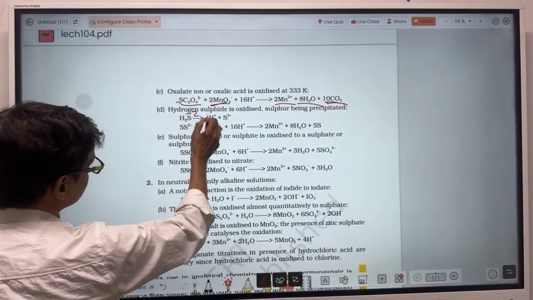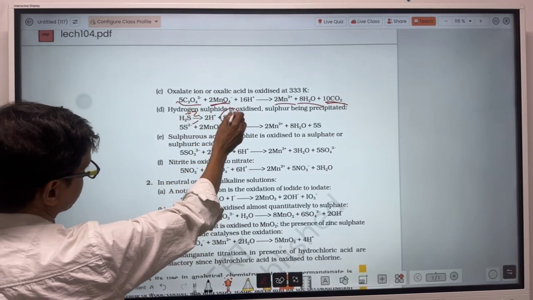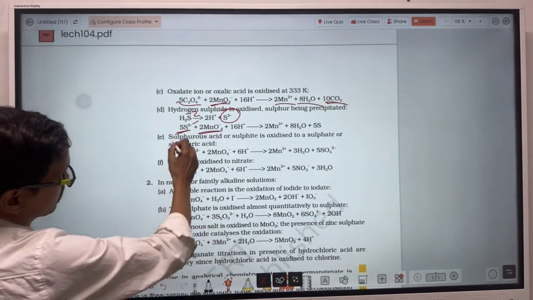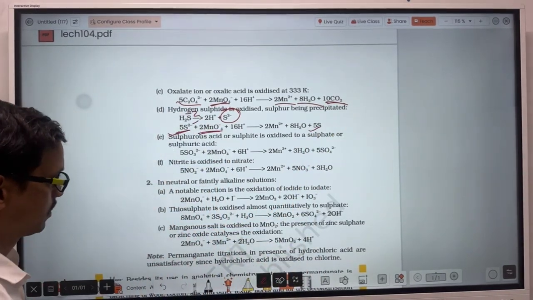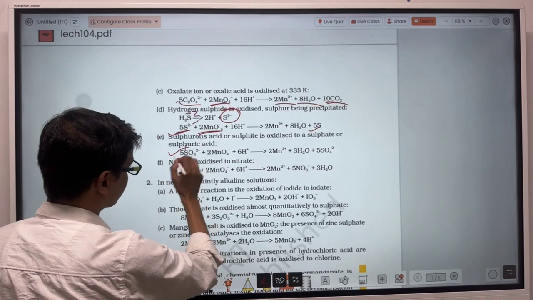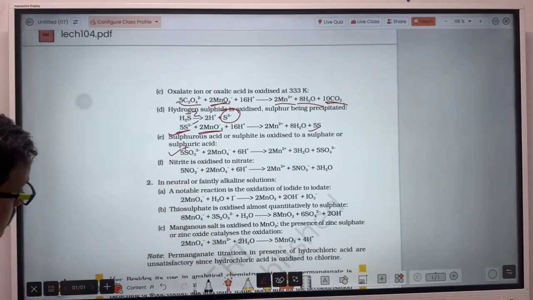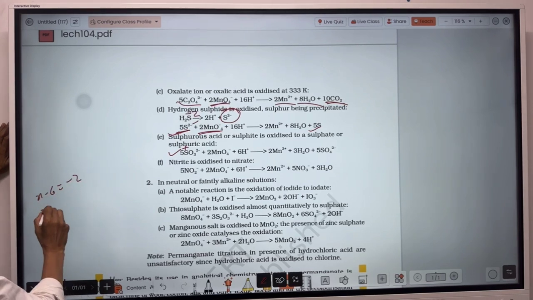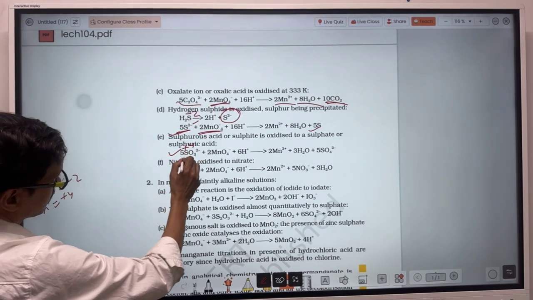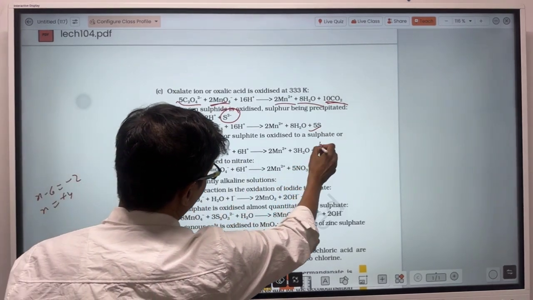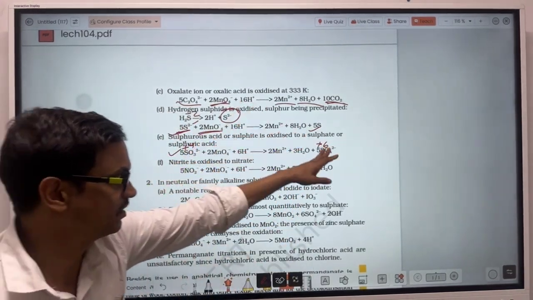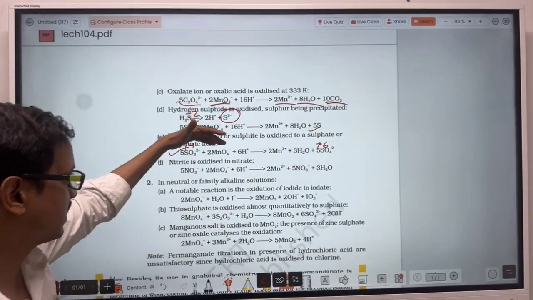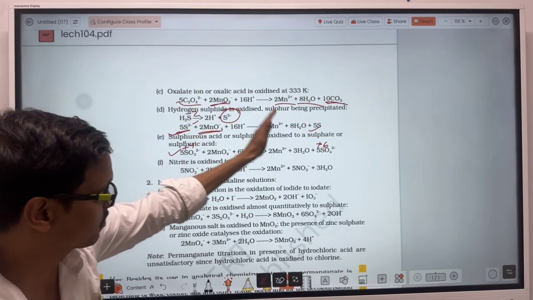Same with H2S, where sulfur is in the -2 oxidation state, so that will be oxidized to sulfur when treated with KMnO4. Now sulfite: what will the oxidation number of sulfur in sulfite be? +4. Here sulfur is +4, so sulfite will be oxidized to sulfate, where the oxidation number is +6. So sulfite is oxidized to sulfate and MnO4 minus is reduced to Mn2 plus.